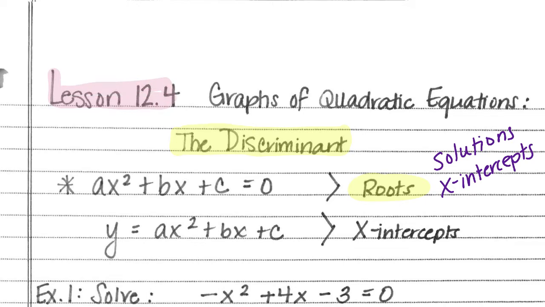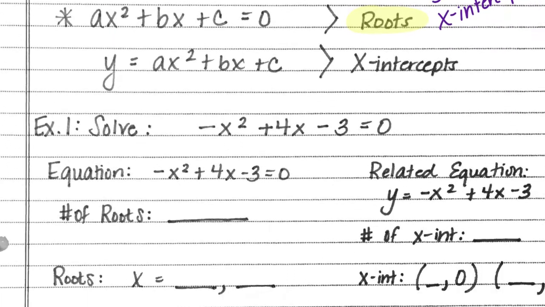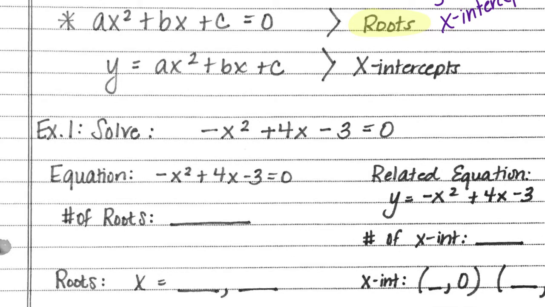All right, so the discriminant is the b squared minus 4ac. Remember, this is the part under the radical, but right now we're not looking at the radical. We're just going to look at the b squared minus 4ac. So let's go ahead and look at example 1. Example 1 is giving us a lot of information.